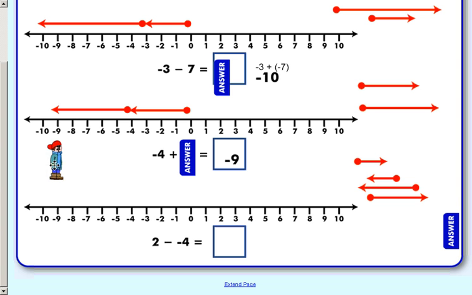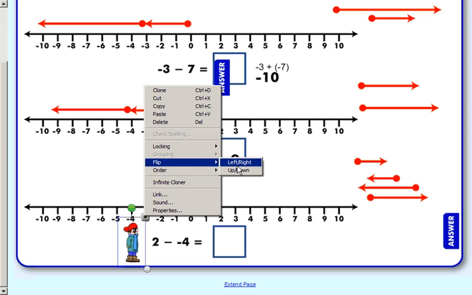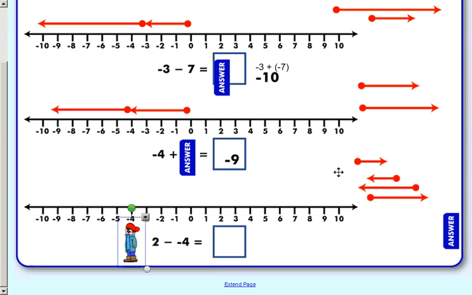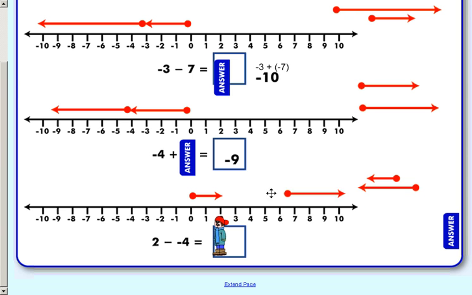Last example. This time we're going to be subtracting. So we're going to turn him. And first we've got 2. And that's where he's starting, 2. We're going to subtract from that a negative 4. So he's facing the direction for subtraction. Negative numbers walk backwards. So he's walking backwards. 1, 2, 3, 4. Where does he land? He lands at 6.